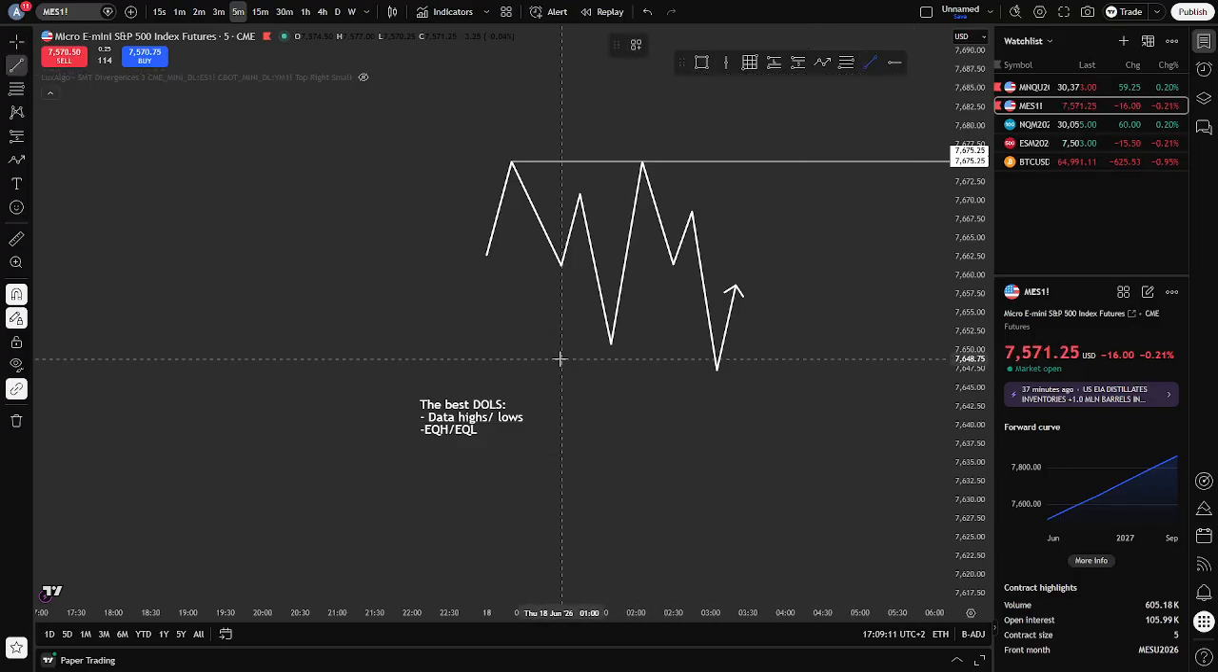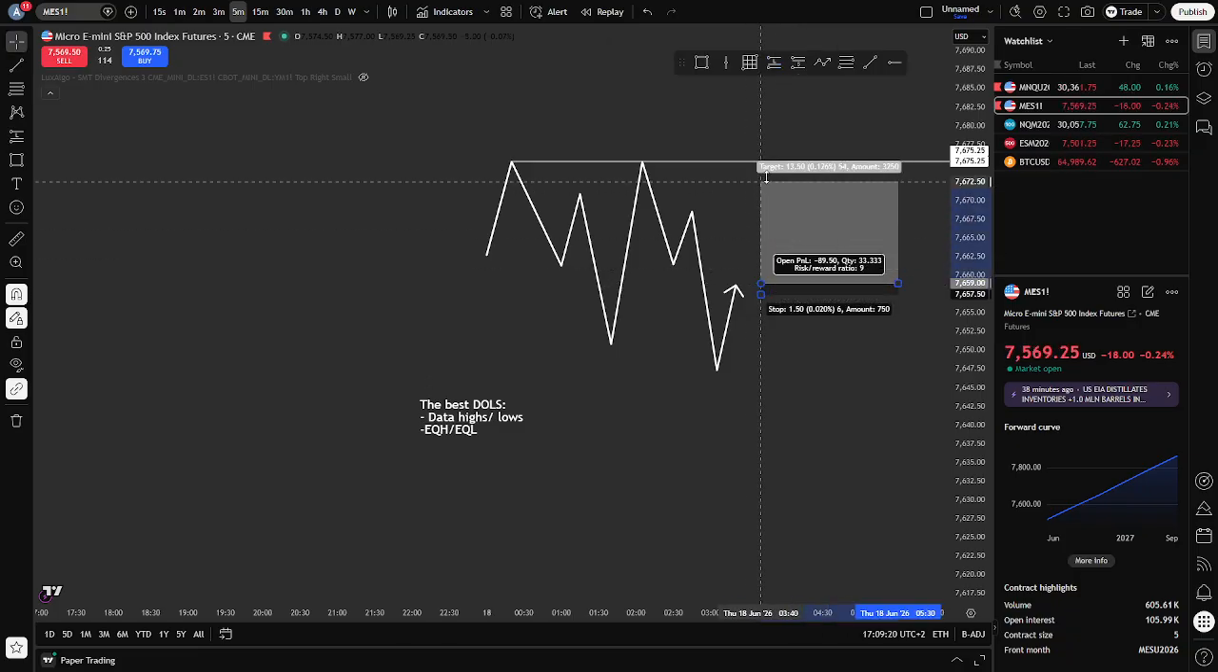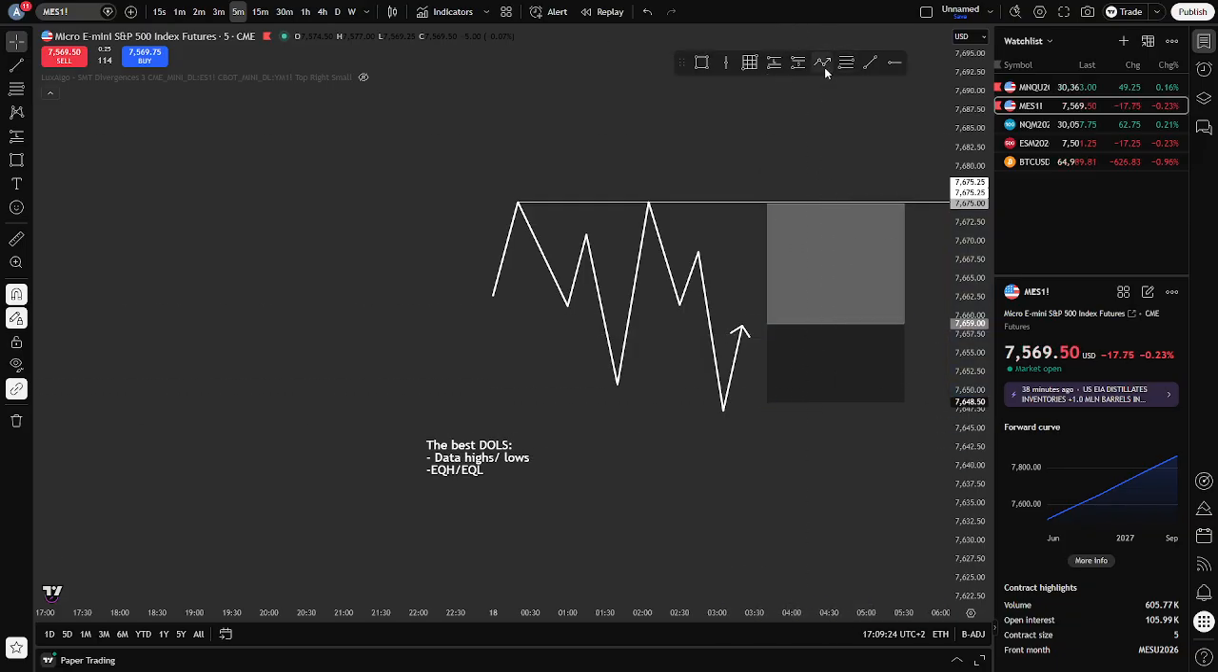Let's say, for example, my model: liquidity sweep, PD array, delivery, we get inversion right here. You long, and you are longing into these equal highs, and market will hunt these retail traders and they will get stopped out.